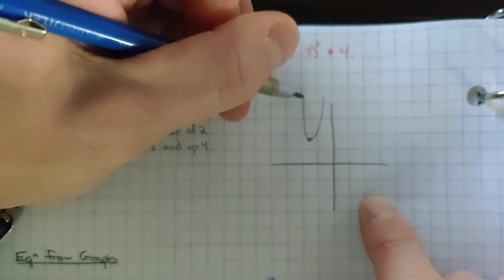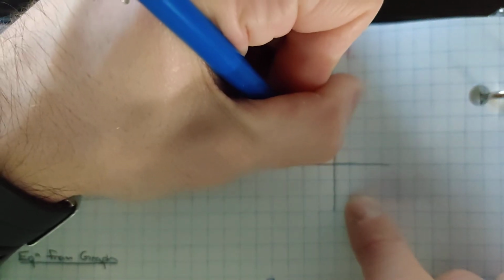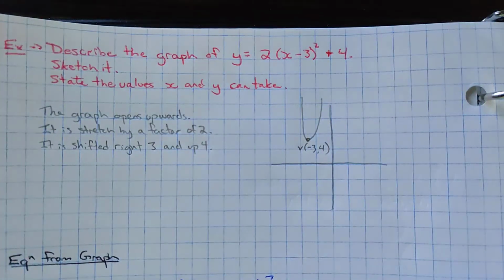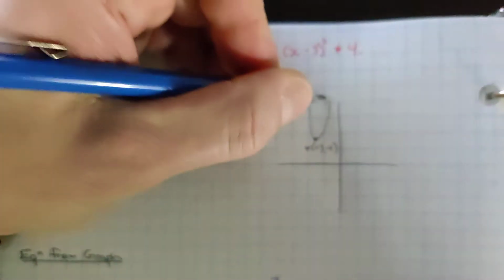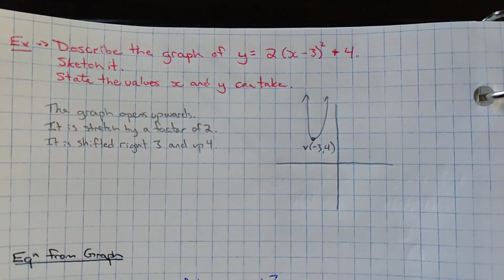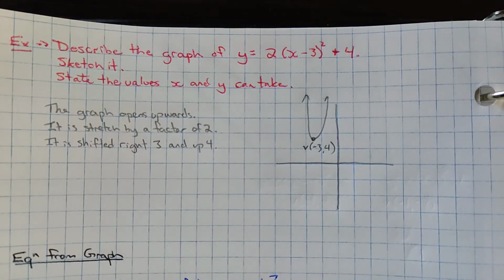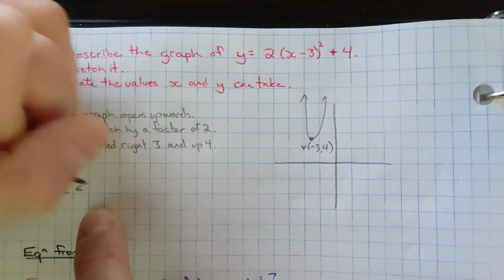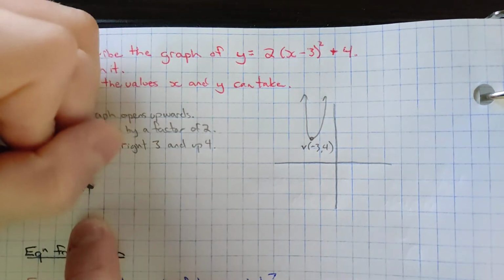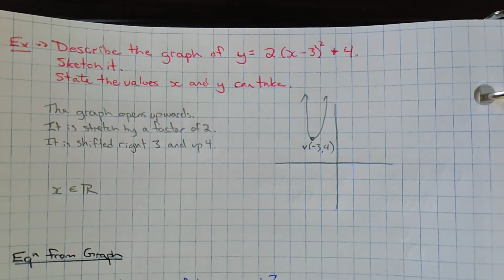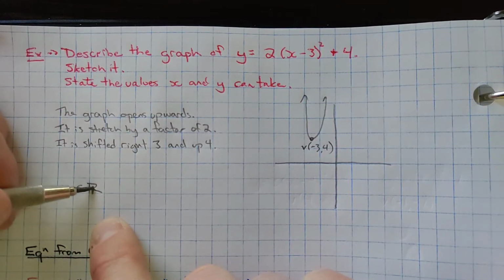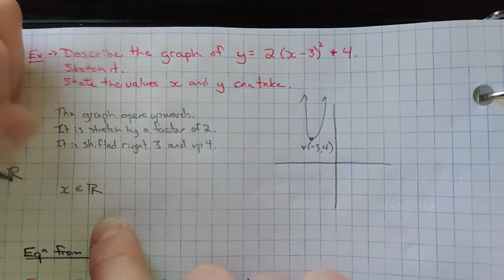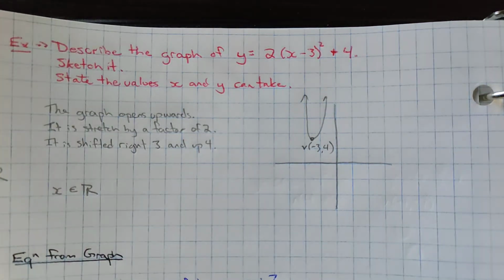So I'll make a little sketch here, and this is 3, 4, and that's my vertex. So that would give a quick little sketch of that graph. Now we also want to state the values that x and y can take. X belongs, so ∈ means belongs, to the real numbers. What I've done there is I've made an R with an extra line in it. You could also just draw an R and then put a line in front of it like that. That's just a way to illustrate the real numbers.